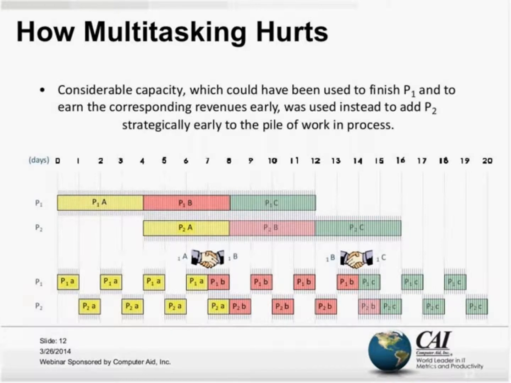So what has essentially happened here is that additional capacity that could have been used to finish project 1, or P1, and attain those corresponding revenues earlier for the business or operation, was used up because project P2 was strategically added early into the work in process, causing this task switching to occur.